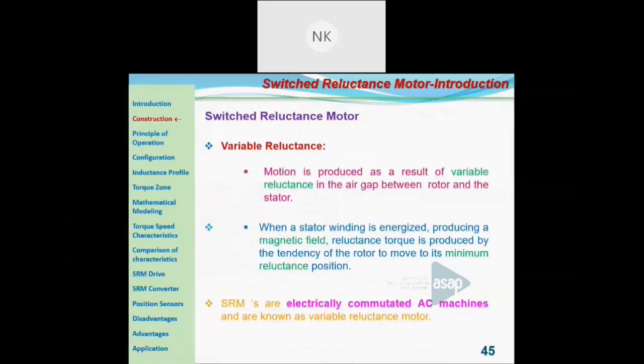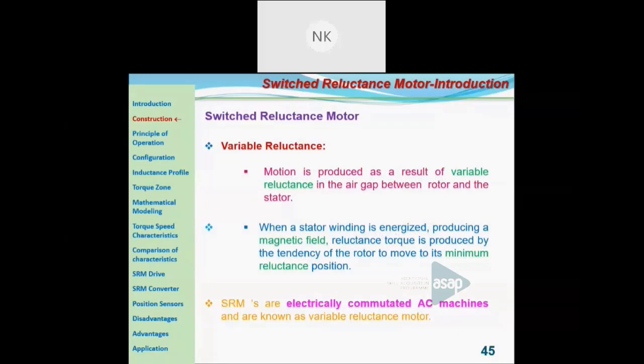Next, we will move on to the switch reluctance motor. The switch reluctance motor has almost the same principle of operation. The motion is produced as a result of the variable reluctance principle. When the stator winding is energized, producing a magnetic field, the reluctance torque is produced by the tendency of the rotor to move to its minimum reluctance position or maximum inductance position.